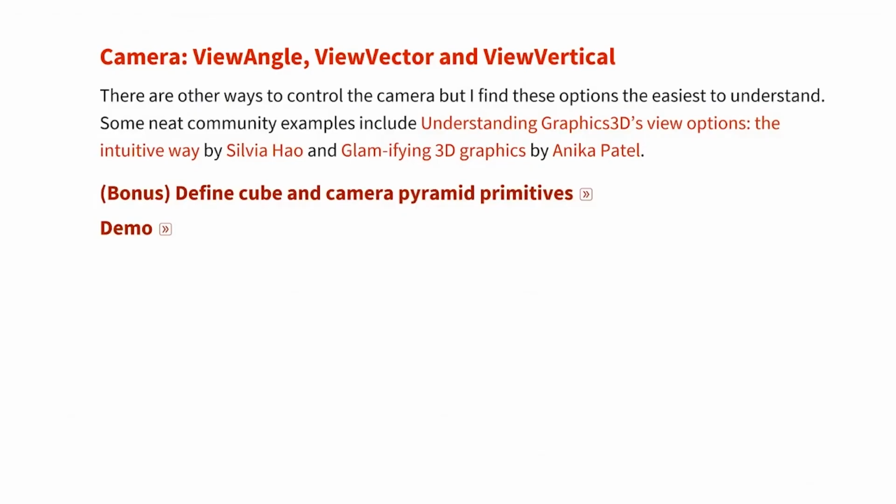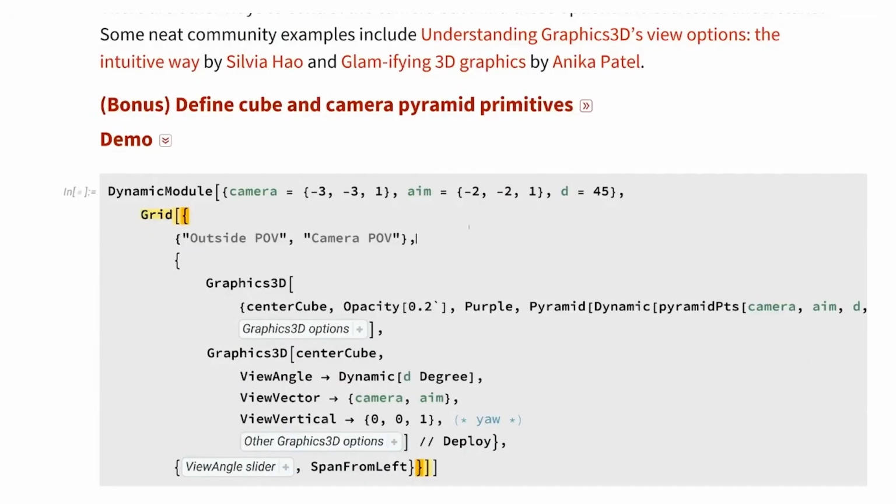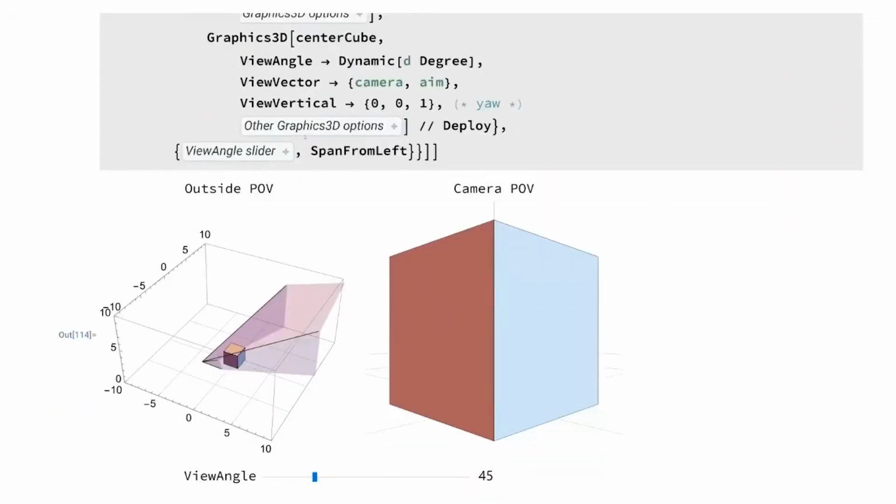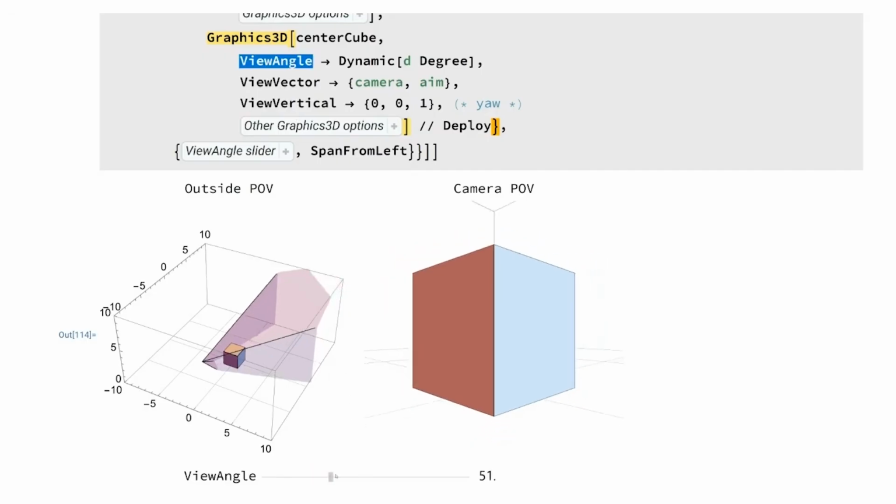But we don't want to have this outside view. We want to have a first person point of view. So we need to understand how the camera works in Graphics 3D. But basically, I'm going to be focusing on the view angle, view vector, and view vertical. And actually, the view vertical is going to be locked at straight up and down. I'm not going to have any tilt to the camera. The view angle, you can do some fun things with it.